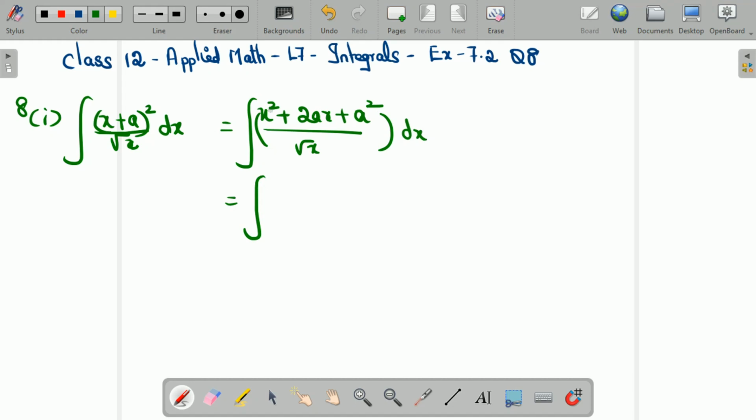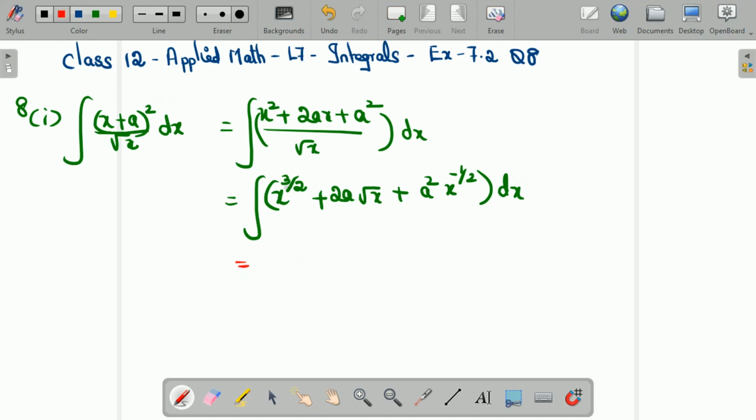So integral of x squared divided by root x is nothing but x to the power 3 by 2, plus this will be 2a into root x, plus a squared into, I am taking this root x to the numerator, I can write this as x power minus half dx. Now that we have made all the necessary modifications, let's start the integration.